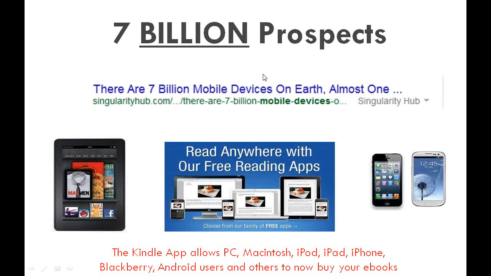The reason why this works so well, the reason why the opportunity is here, and the reason why it'll never get crowded as far as too many people doing it, is because there's over 7 billion prospects. Think about that. There's over 7 billion mobile devices on the planet Earth. And the beautiful thing is if someone wants to buy your Kindle book, they can use almost any device to do that. Amazon is extremely smart, so they've put together an app that allows PC users, Macintosh users, iPod, iPad, iPhone, BlackBerry, and Android users to visit their site and download your ebook. And you make money every time they do so. With 7 billion prospects, it's hard for the marketplace to get crowded. Just let that soak in.